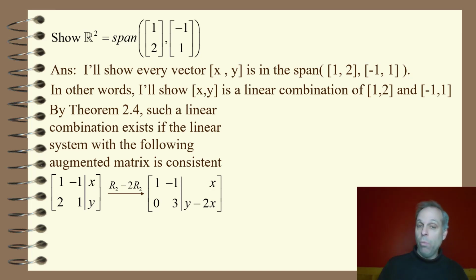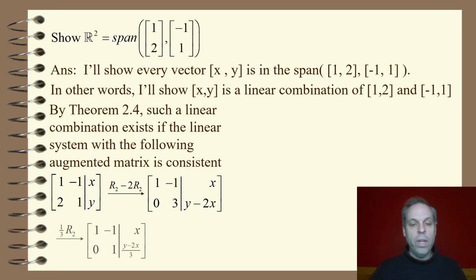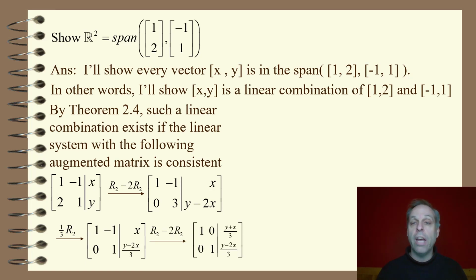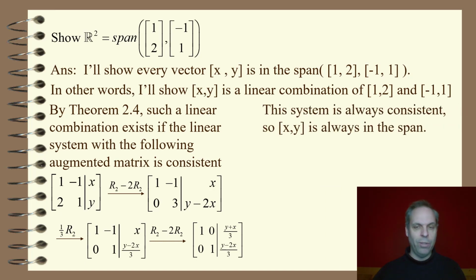I could stop here if I want, but I want to go a little further for you. So I continue with the row operations to get the RREF form of that matrix. Notice you get some pretty nasty coefficients. This system is always consistent, and therefore x comma y is always in the span. But if you want to know what the actual linear combination is that adds up to the vector x comma y, I have to solve the corresponding system.